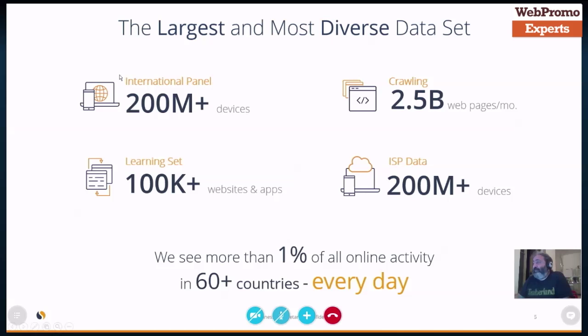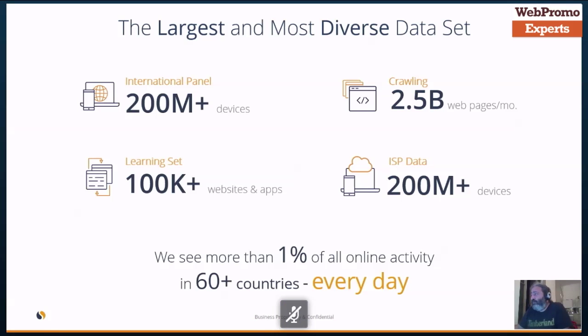In terms of our data, we have a panel of over 200 million users. We have about 100,000 verified websites. We call it our learning set. Those are sites that have their Google Analytics verified. It helps our algorithms learn. We crawl about 2.5 billion pages a month, and we have ISP data also for over 200 million devices, and we like to say that we see about 1% and sometimes more of online activity in over 60 countries.